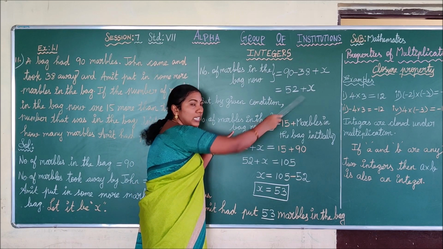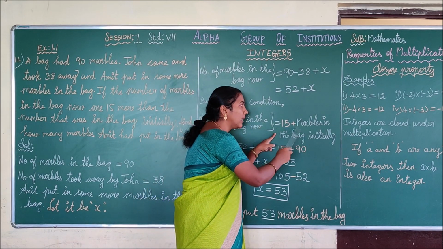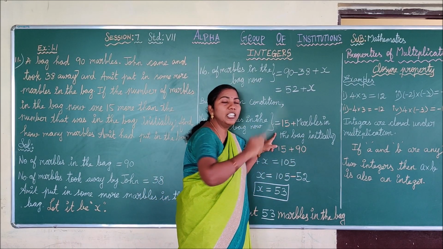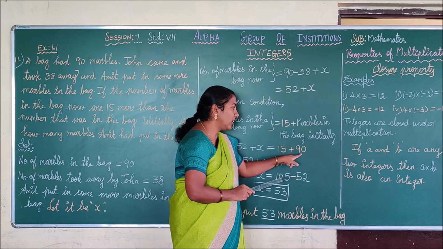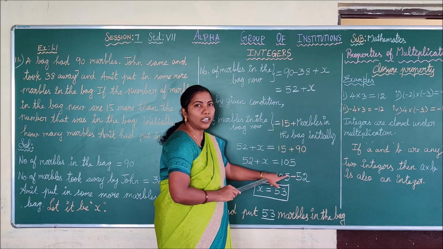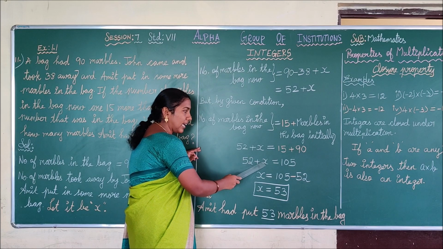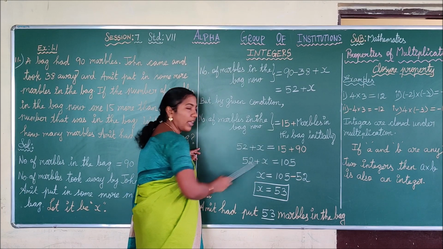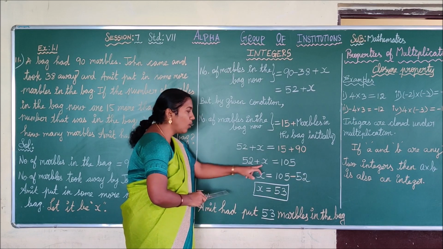52 plus x is equal to, by the given condition, 15 plus marbles in the bag initially. What is the number of marbles in the bag initially? Yes, 90. We have to add 90 with 15. We get 105. Thus, we have one expression, that is 52 plus x equal to 105. It's clear, children?